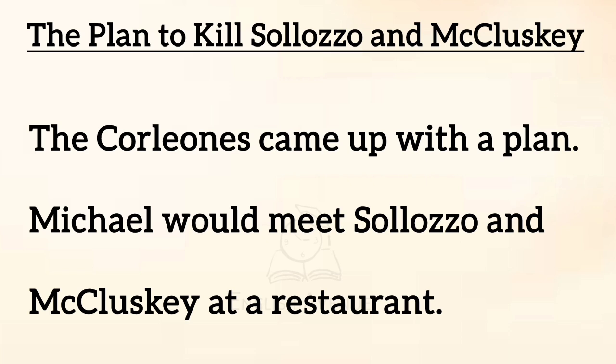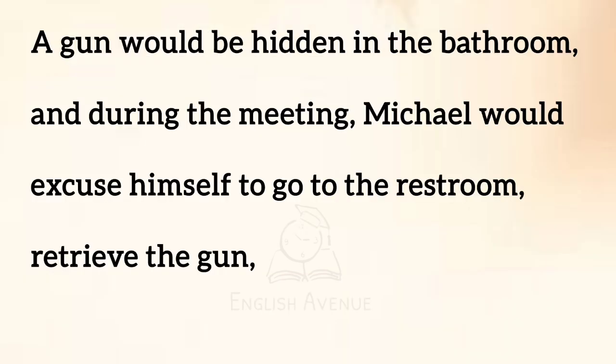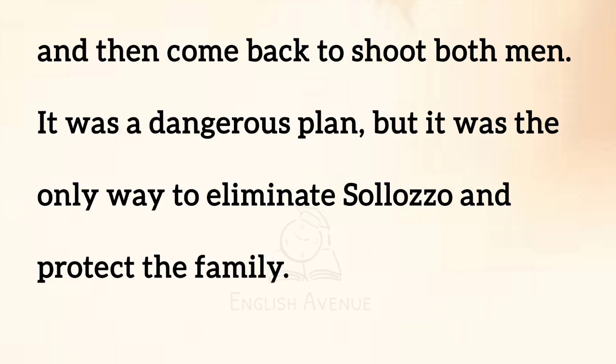The plan to kill Sollozzo and McCluskey. The Corleones came up with a plan. Michael would meet Sollozzo and McCluskey at a restaurant. A gun would be hidden in the bathroom, and during the meeting, Michael would excuse himself to go to the restroom, retrieve the gun, and then come back to shoot both men. It was a dangerous plan, but it was the only way to eliminate Sollozzo and protect the family.